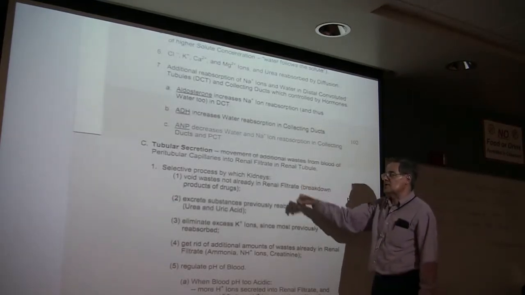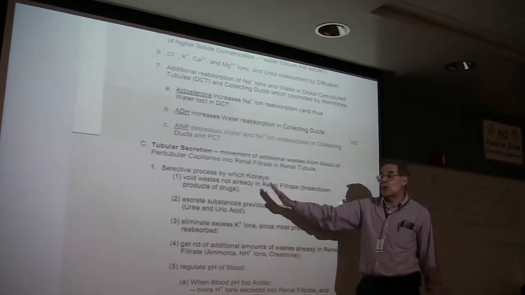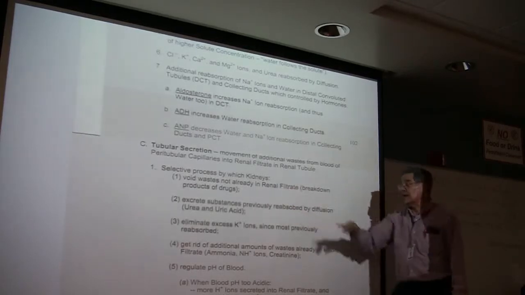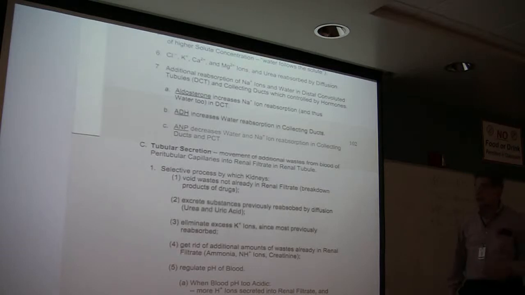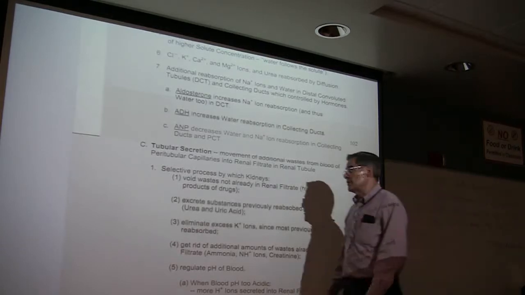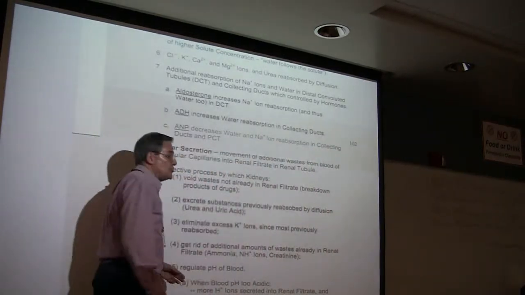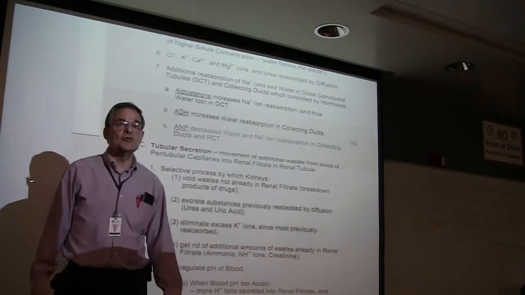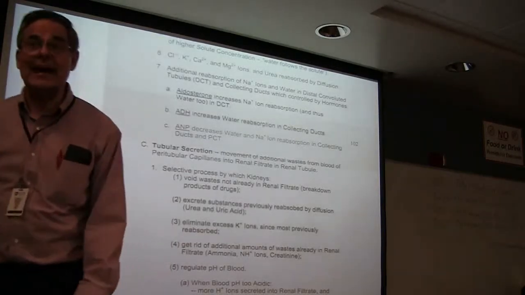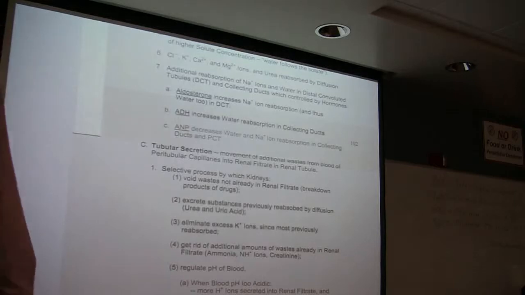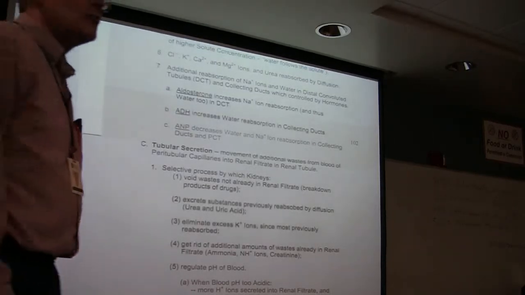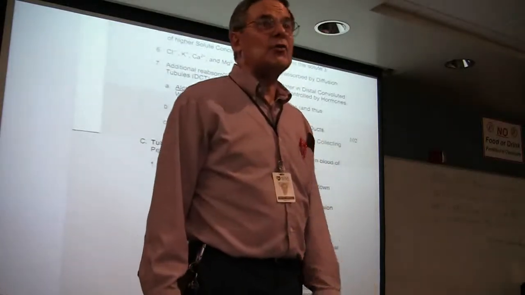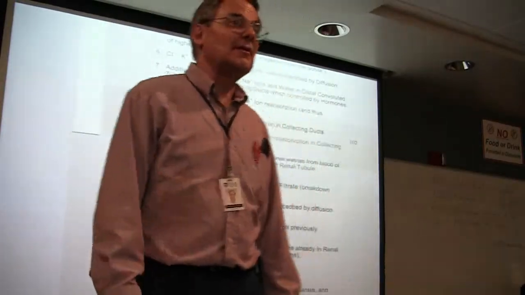Again, the selective process, the kidney here can get rid of waste products that were not already in the renal filtrate. For example, when we metabolize drugs, we break them down, and a lot of them are excreted into urine. As you know, they'll often do drug tests to see what drugs you've been taking, prescription drugs, whatever. And often when you apply for a job, they want to do a urinalysis to test.